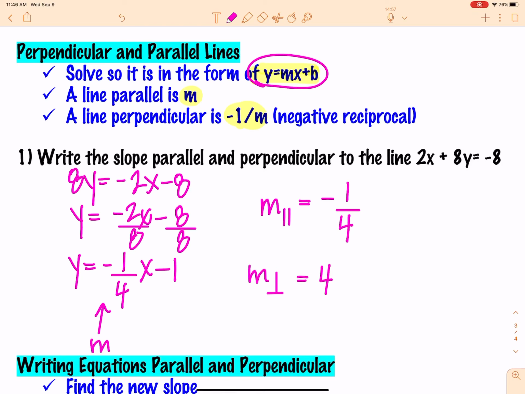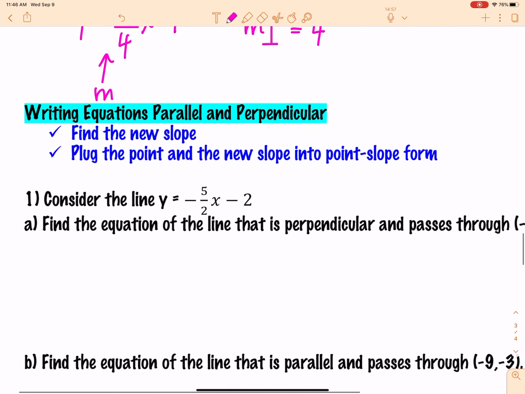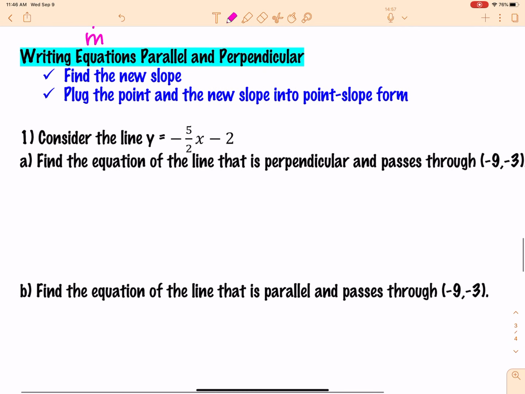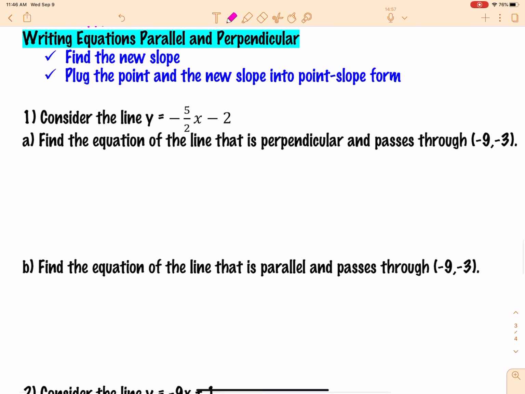All right, so now that we know how to find the slopes and we practiced earlier how to write equations of lines, now you guys will be able to write equations that are parallel and perpendicular based off an equation they originally gave you. So number 1 says, consider the line y equals -5/2 x minus 2. We're going to write the equation that is perpendicular and passes through a specific point. So they give you a specific point that it has to pass through.